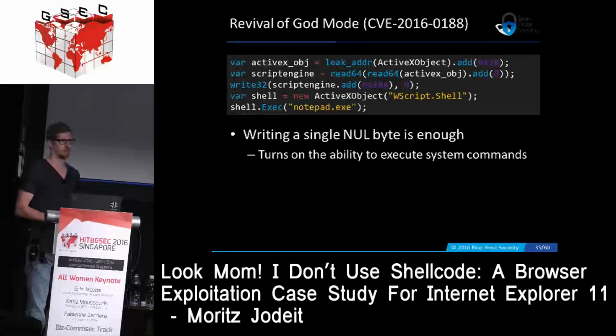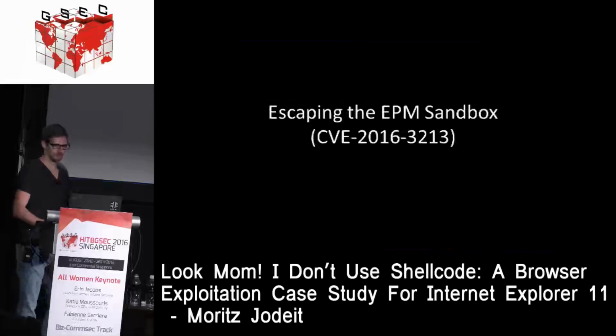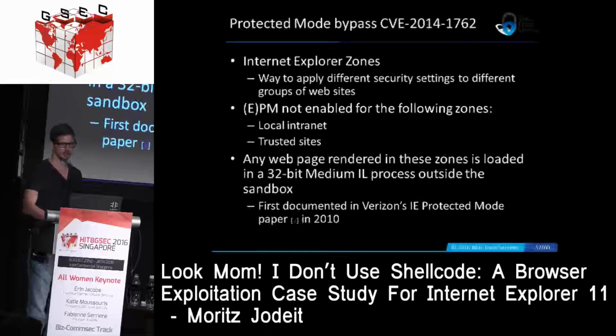So in the end, we still had on Windows 10 the ability to write a single null byte in memory and get the ability to execute system commands. So now this gave us the ability to get code execution. However, as I said, we were targeting the enhanced protected mode sandbox, since this was a requirement for Pwn2Own. So let's see how we can maybe escape that.